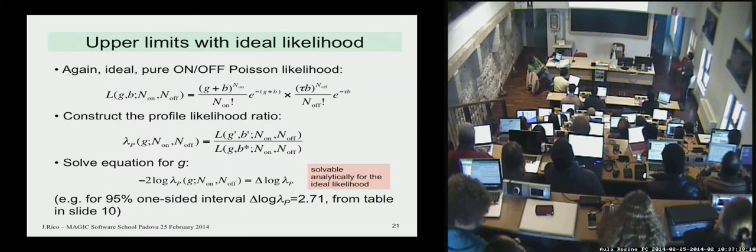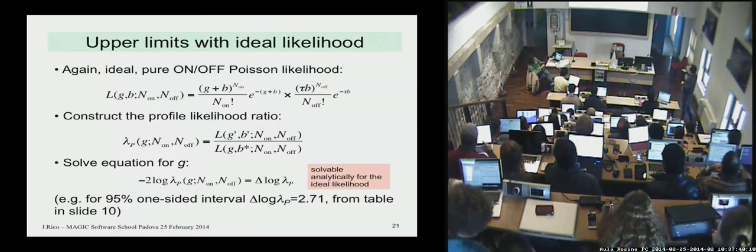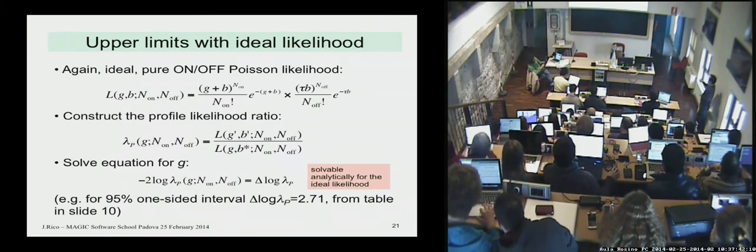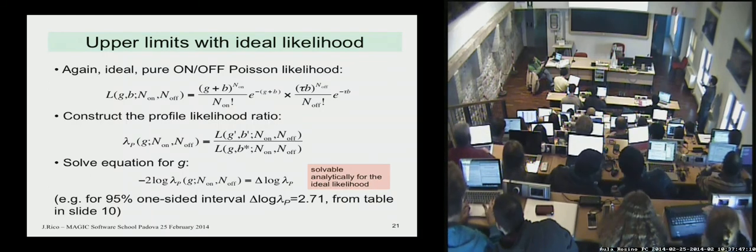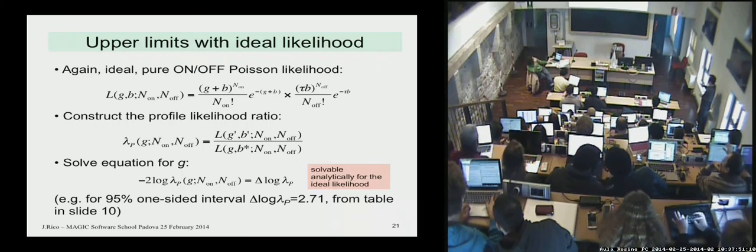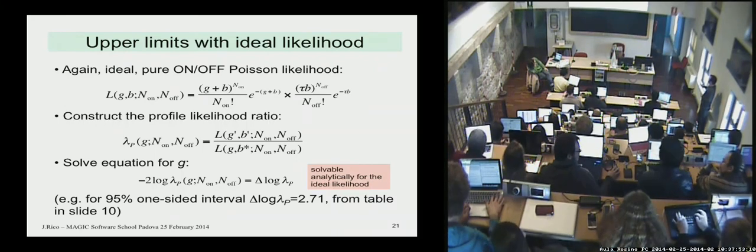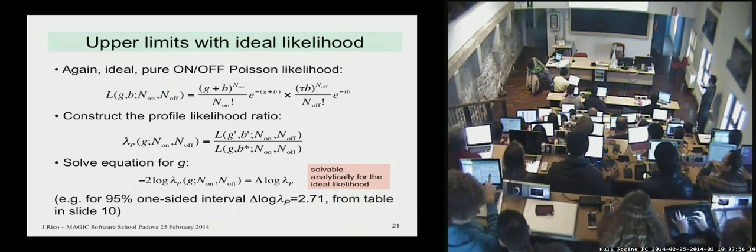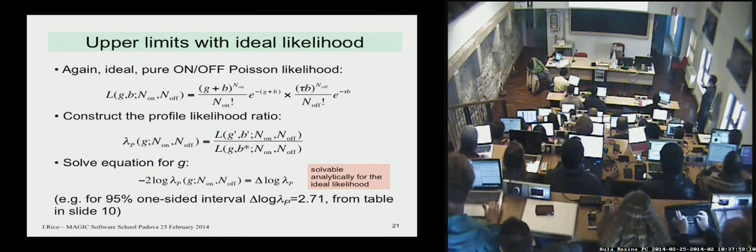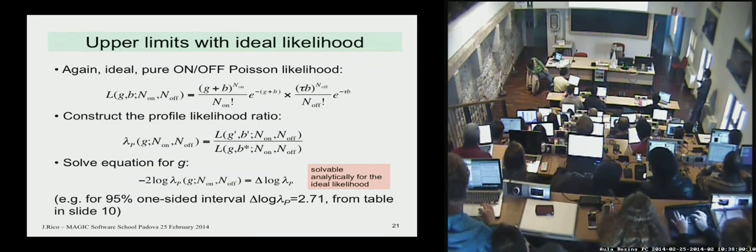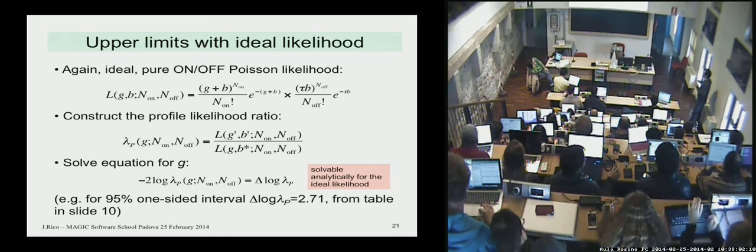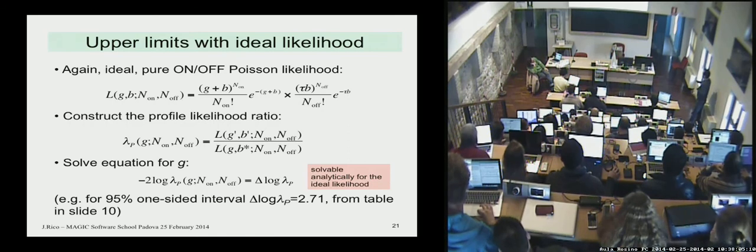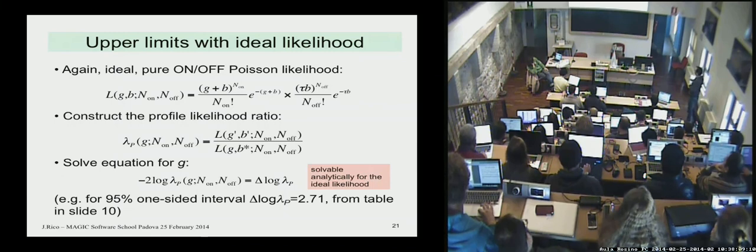Now let's start with the upper limit calculation. Let's start again with the ideal, purely on-off Poisson likelihood: Poisson for on, Poisson for off. We construct the profile likelihood ratio as usual, and then we solve the equation for G, where minus 2 log of the profile likelihood is equal to a certain value. This equation, by the way, is also solvable analytically for this Poisson.